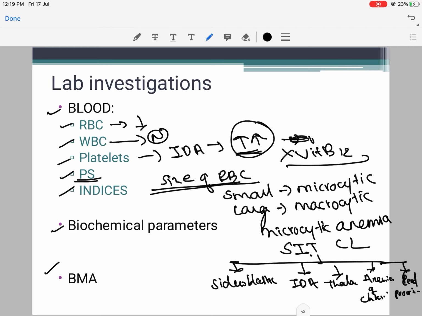So microcytic anemia, the causes are very few, that is sideroblastic anemia, iron deficiency anemia, thalassemia, anemia of chronic disease, and lead poisoning. Macrocytic anemia, all other causes, whatever may be, all other hematological disorders can cause macrocytic anemia, irrespective of whether it is malignancy or anything, all can cause macrocytic anemia. Even hemolytic anemia, the picture would be macrocytic anemia only.